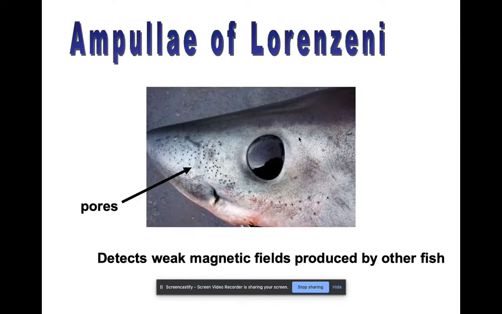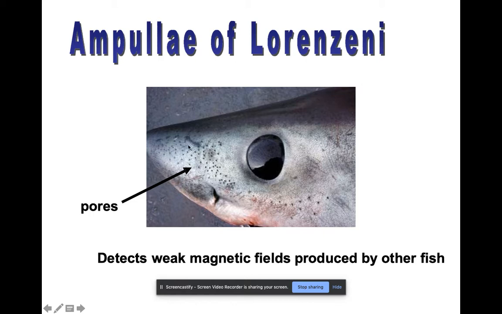The Ampullae of Lorenzini is a very unique adaptation that allows them to detect weak magnetic fields produced by other fish. So we all have a little bit of magnetic field generated from our action potentials firing. And it looks like little small whiskers or, like a 5 o'clock shadow.